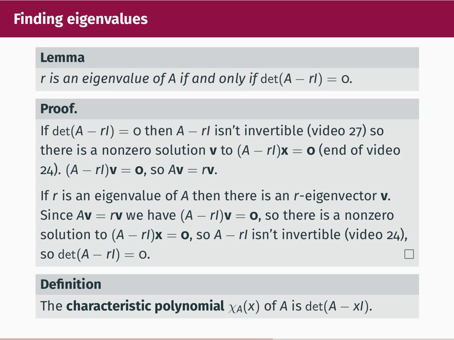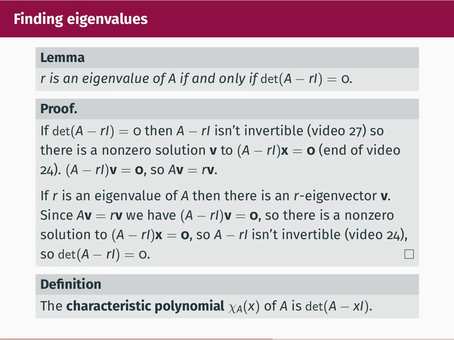The proof now is straightforward. If the determinant of A minus RI is 0, then A minus RI is not invertible, after our work in video 27. So, by the work at the end of video 24, there's a non-zero solution V to the matrix equation (A minus RI) x equals 0. That non-zero solution is precisely an R eigenvector for A, so R is an eigenvalue of A.